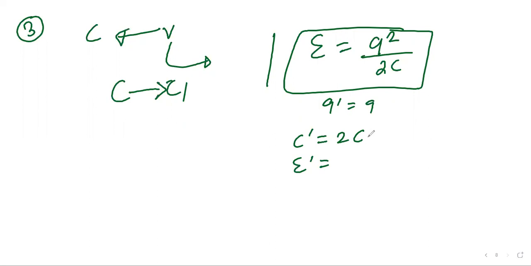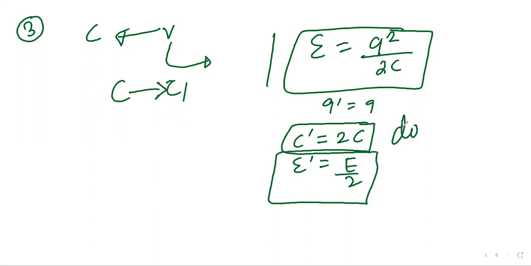So E dash will become, with 2C, the capacitance 2 times. So what will be the new E dash? It is nothing but E by 2, it will become half of that. When the capacitance doubles, the voltage will become half. So remember this relation, they are inversely proportional. So the total electrostatic energy of the resulting system decreases by a factor of 2.